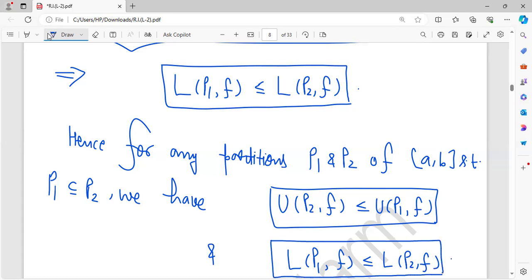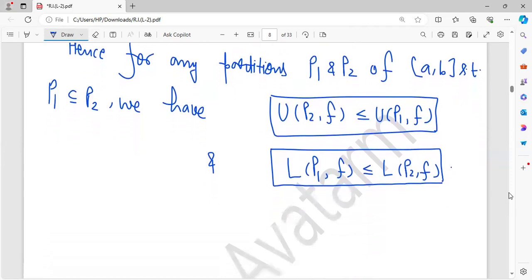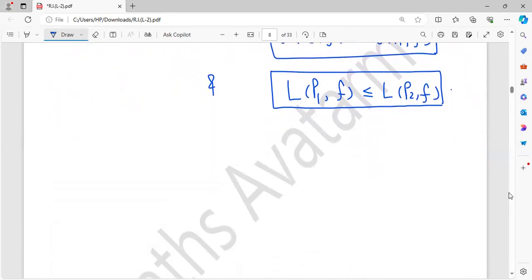In the upper sum decreases when partitions increase, that is, when the number of points in a partition increases, and the lower sum increases when the number of points in a partition increases. So what we have? We have this one. First part of this theorem is proved. Now prove the second one.